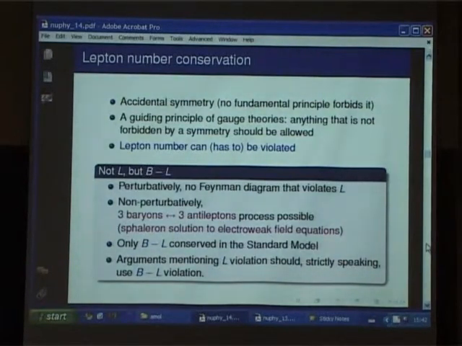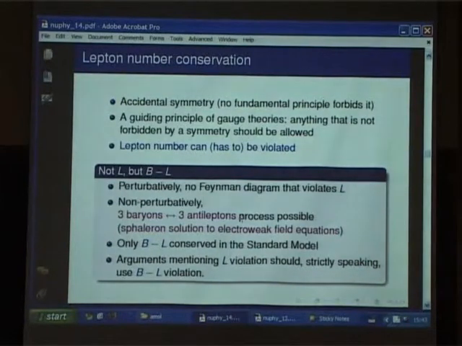Turns out that there is a solution called a sphaleron. This is a solution that allows a process in which 3 baryons go into 3 anti-electrons. The solution is reasonably complicated to write down, enough that I won't bring it up here. I just tell you that it exists. I can give you references where you can find it, but just take it that the solution exists. It's a non-perturbative solution. It's not a particle that you can write down as a Feynman diagram or propagator. It's just a combination of fields.